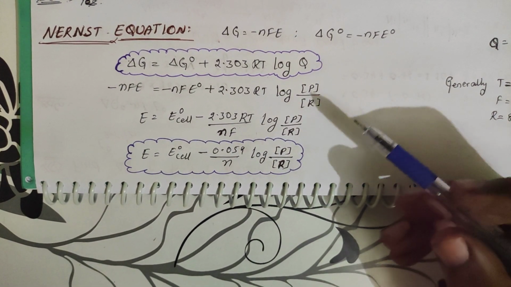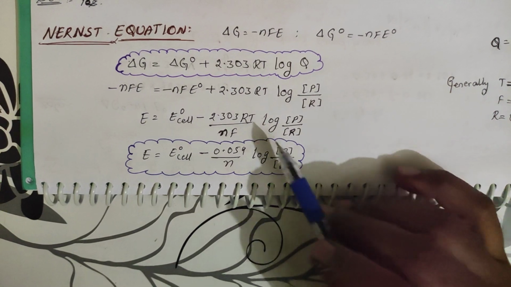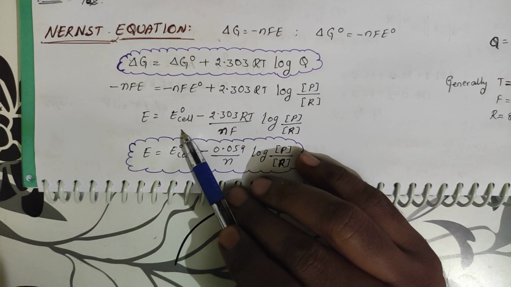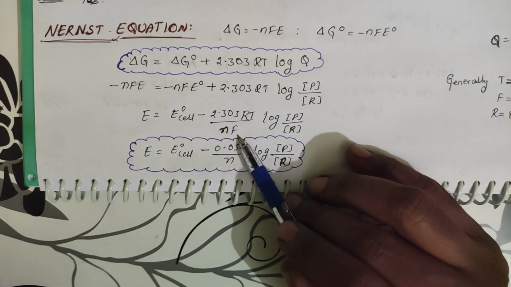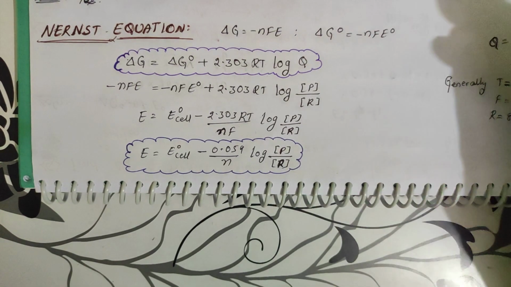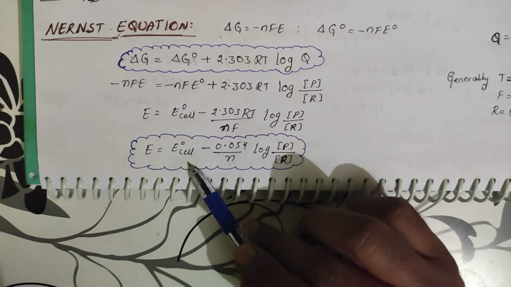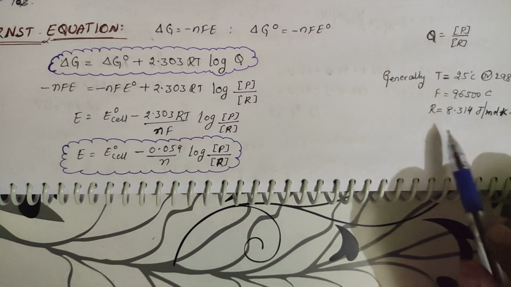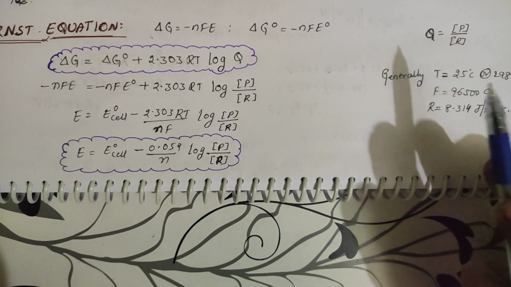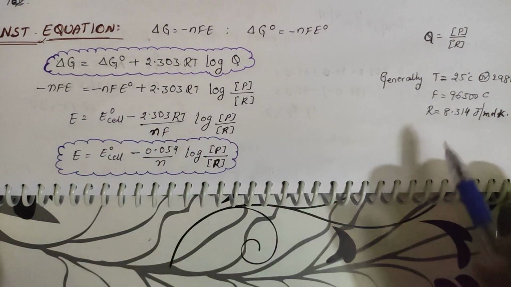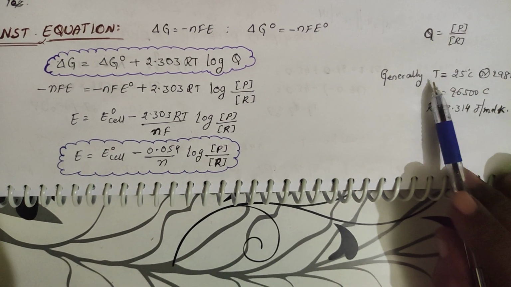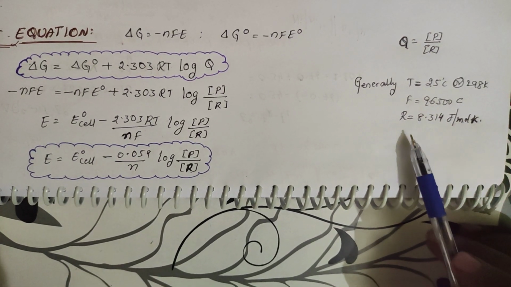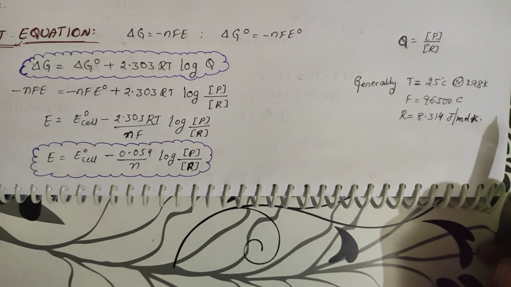Now I am multiplying the entire equation by the negative sign, so that it gets converted to positive. So E will be equal to E naught of the cell, which is at standard condition, minus 2.303 RT by nF log concentration of the products by concentration of the reactants. The R value is 8.314 joules, as I have already mentioned. Generally, if the temperature is not mentioned, we take it as 298 Kelvin. F is taken as 96,500 coulombs, and R is 8.314 joules per mole Kelvin.